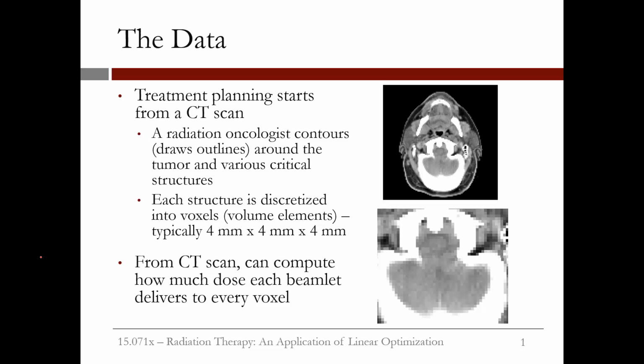In this video, we'll discuss how radiation therapy can be framed as an optimization problem. The data is collected in the treatment planning process, which starts from a CT scan like the one you see here on the right. Using the CT scan, a radiation oncologist contours, or draws outlines around, the tumor and various critical structures. In this image, the oncologist would contour structures like the parotid or saliva glands and the brain.